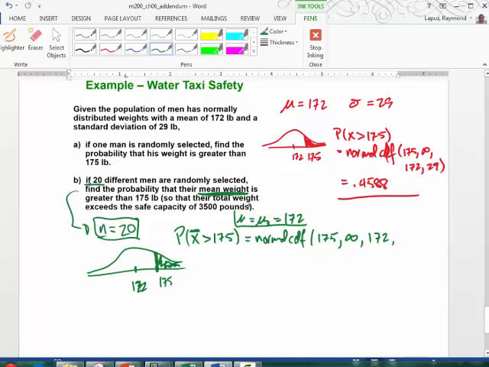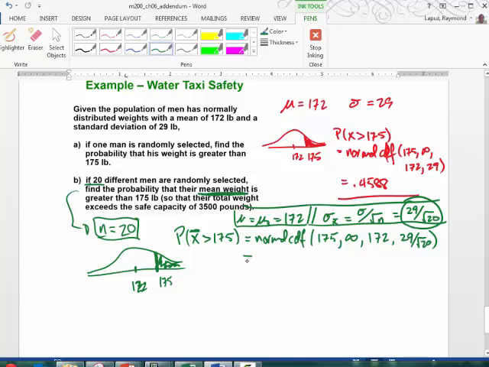But it turns out that our sigma of x bar is equal to, well, it's not just equal to 29, but it's equal to 29 divided by the square root of whatever n is. In this case, it's 20. So it's 29 divided by the square root of 20. So we have a new standard deviation to put in. And you can do this calculation separately, or you can just have the calculator do everything for you.